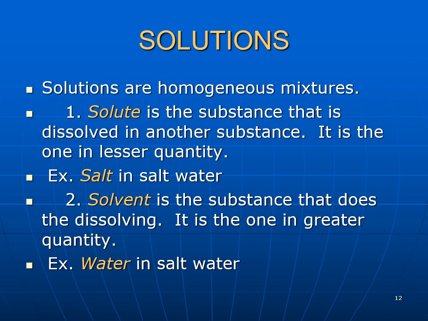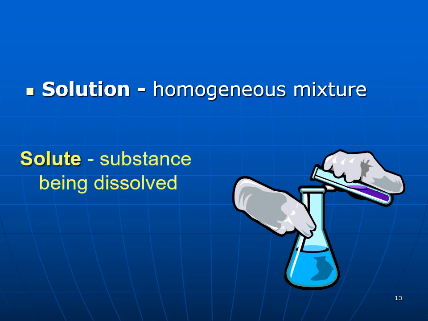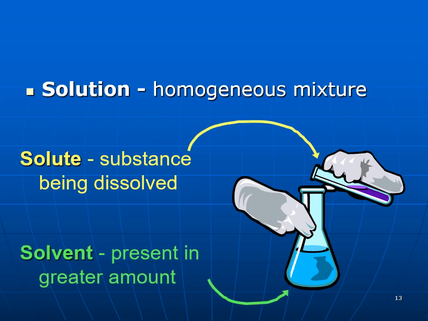Now, another example of a solid that is a solution is steel. Steel is composed of iron and carbon. And so we get this solution that's a solid. Now, again, a solution is a homogeneous mixture where the solute is the substance being dissolved. The solvent is the substance doing the dissolving. It's what's there in greater amount.